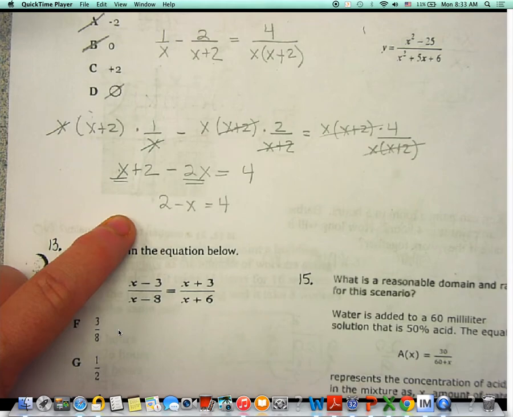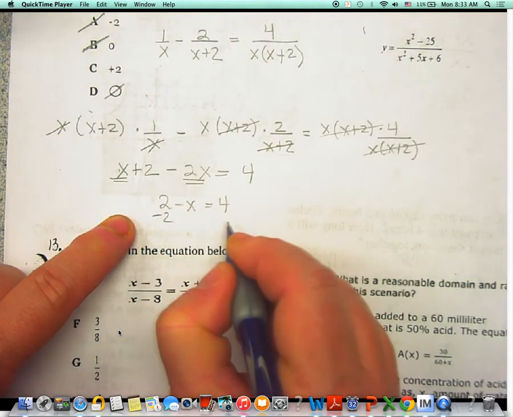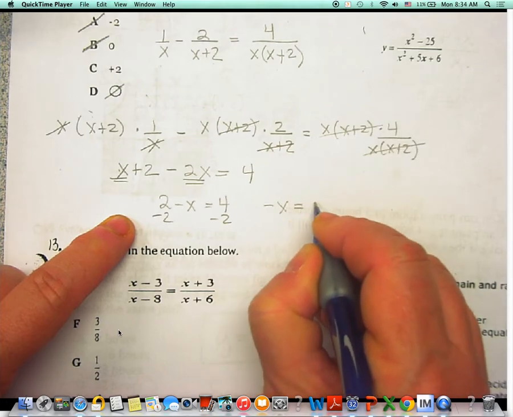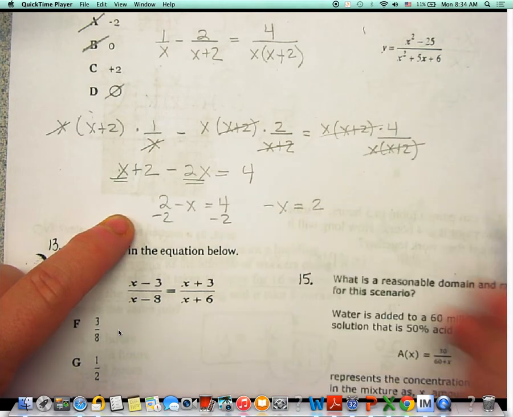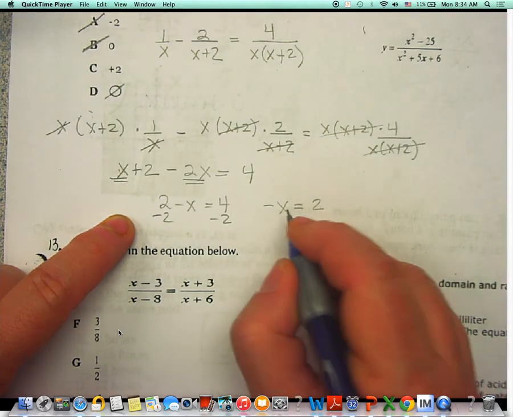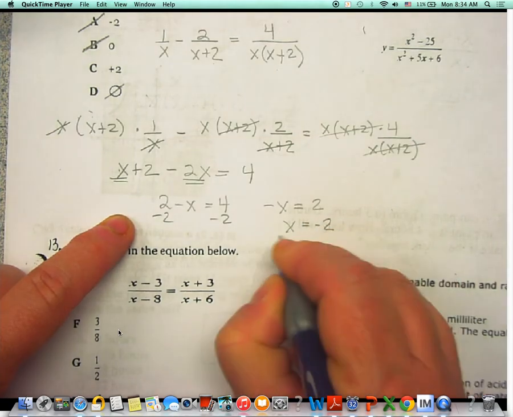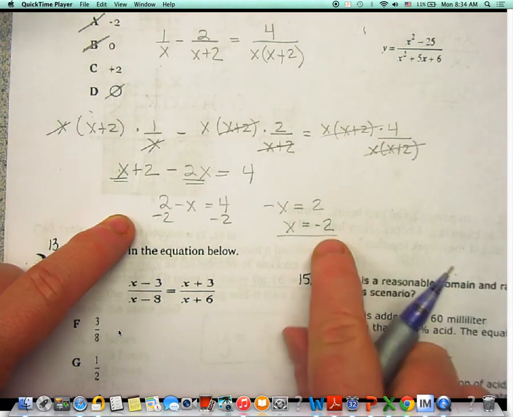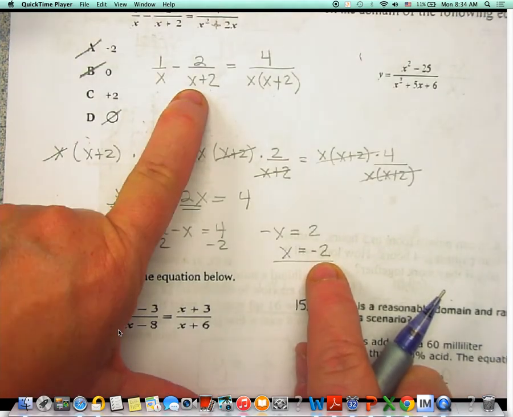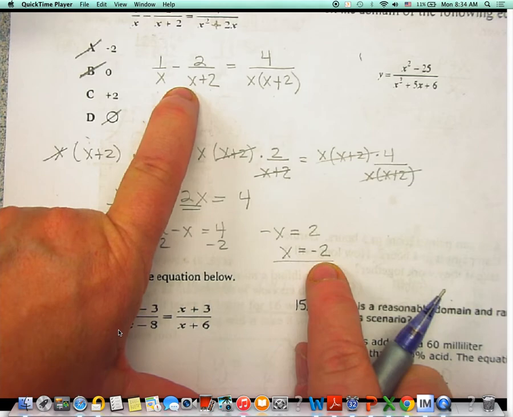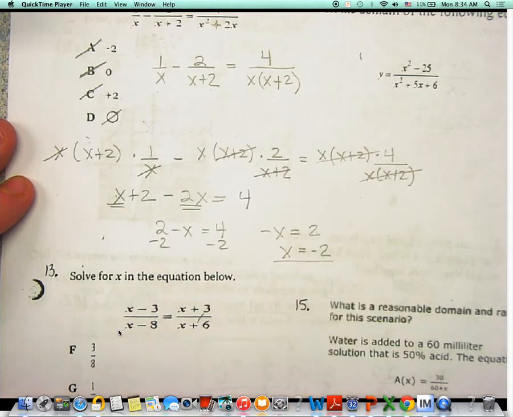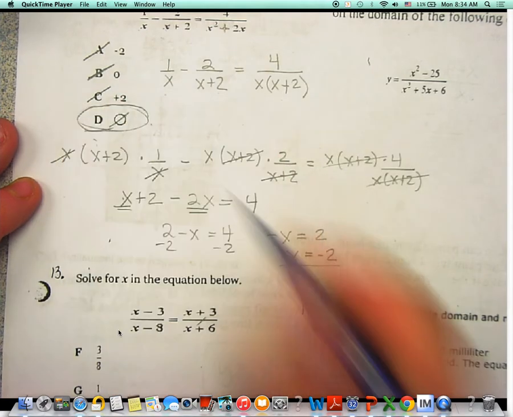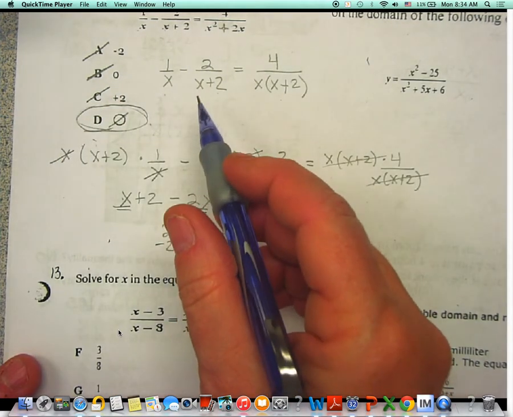Then how do you solve that? Subtract 2. We have negative x equals 2. What about the negative? Multiply both sides or divide both sides by negative, so you get x equals negative 2. Okay. The problem is when you plug negative 2 in here, what happens? Yeah, it doesn't work. You've got to check that. So it obviously wasn't positive 2. It is no solution because we got an answer that doesn't work when we plug it back in.